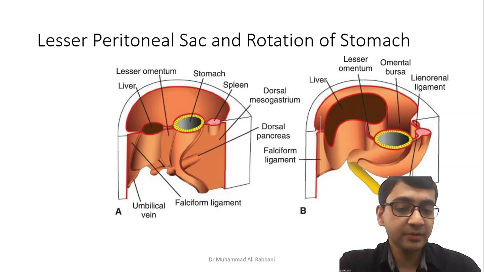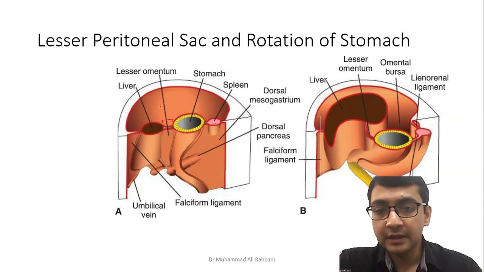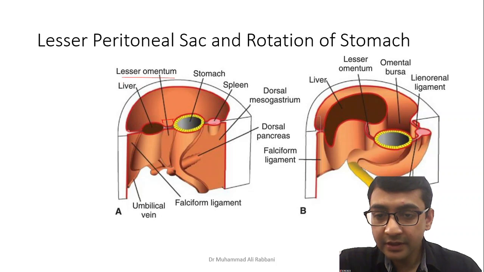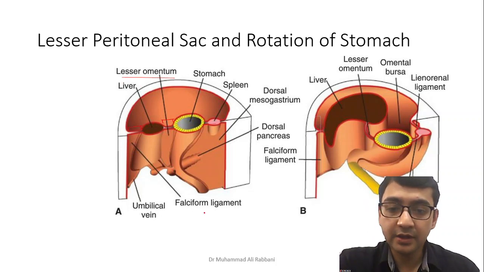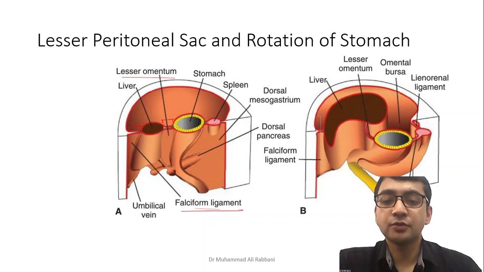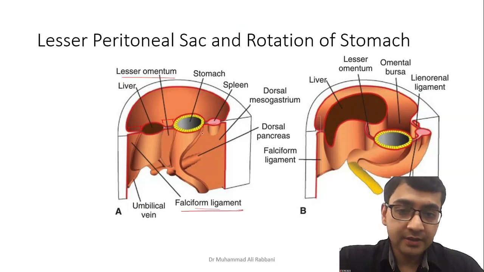The word ventral mesentery is not very commonly used. Why? Because the liver divides the ventral mesentery into two parts. The part between the liver and the stomach is known as the lesser omentum, and the part between the liver and the anterior abdominal wall is known as the falciform ligament. So from now on in this lecture, I will be using these two terms rather than ventral mesentery. So here is the dorsal mesentery between the stomach and the posterior wall.